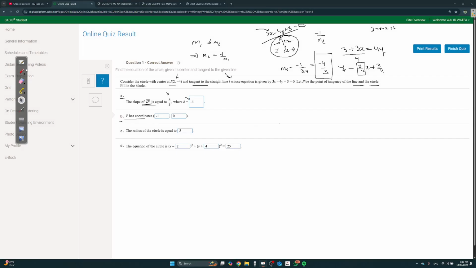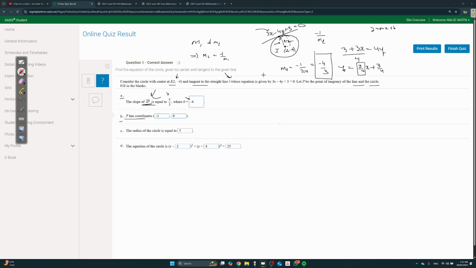Now, for part B, now that you know the slope of the radius, and you have a point on the radius, and you know the equation of the line, we know that the point P is the intersection between the radius and that line, right? So basically, if I can find the equation of this radius, I can just equate it to the equation of the line, and we're done, right?